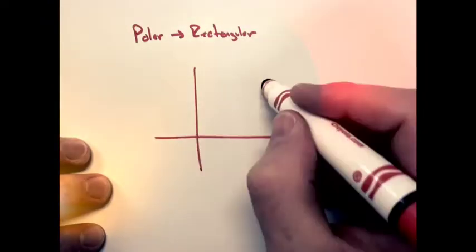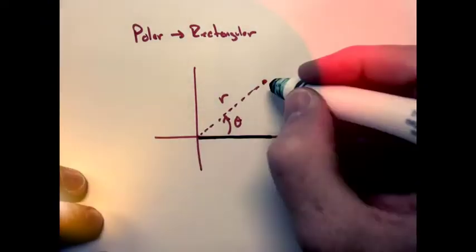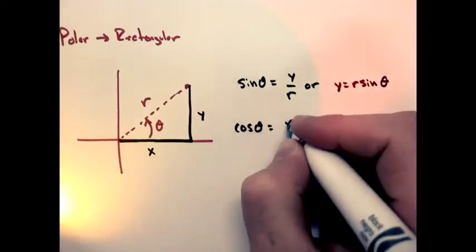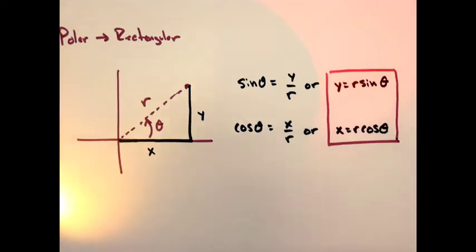What if we wanted to go the other way? Let's start with a polar point and find the rectangular coordinate. You need to find an x and a y. Well, a little bit of trig, and you've got your two conversions right there.